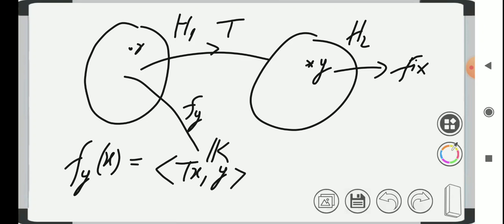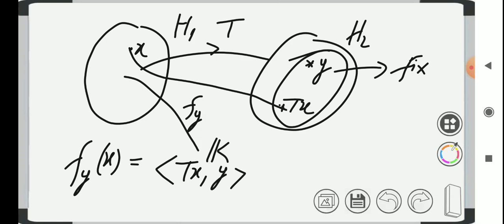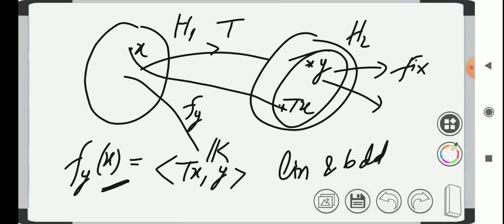That is, we take a vector x, and through the mapping T, which is already given, we associate the vector Tx, and we simply take the inner product of these two elements. In this way our functional is defined. We don't know yet whether it is linear or not. We will show that it is linear and bounded. And remember that our y is fixed, a fixed element in Hilbert space H2.